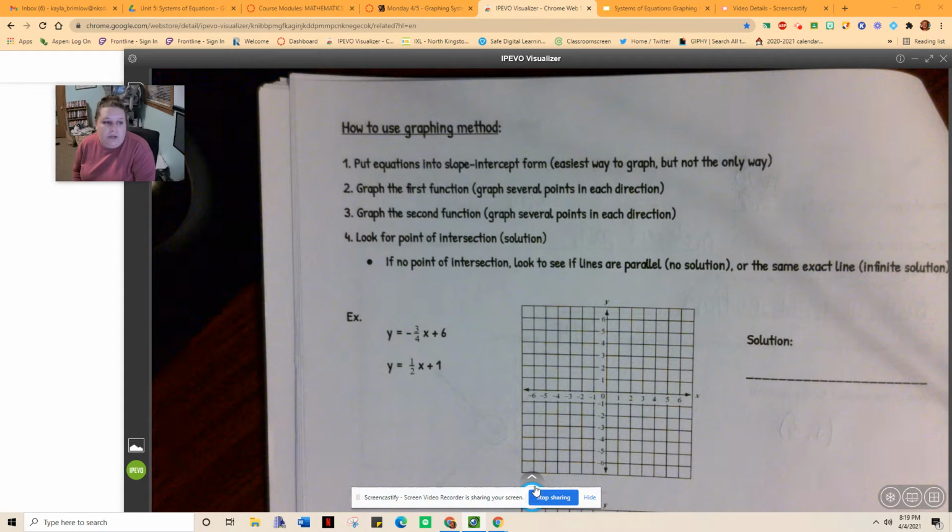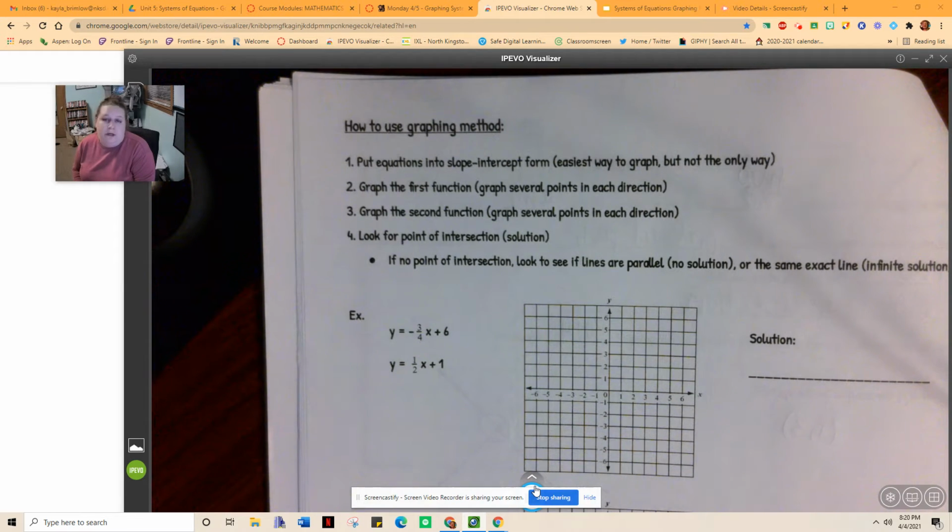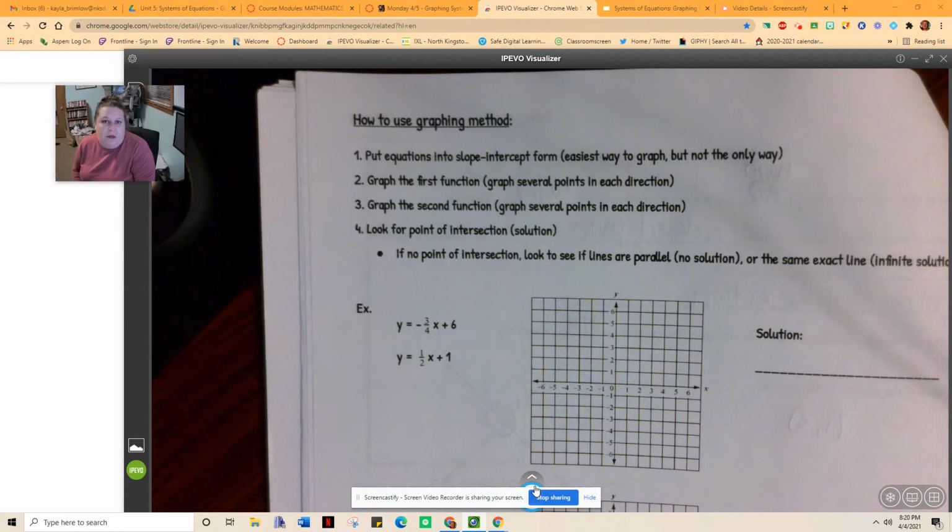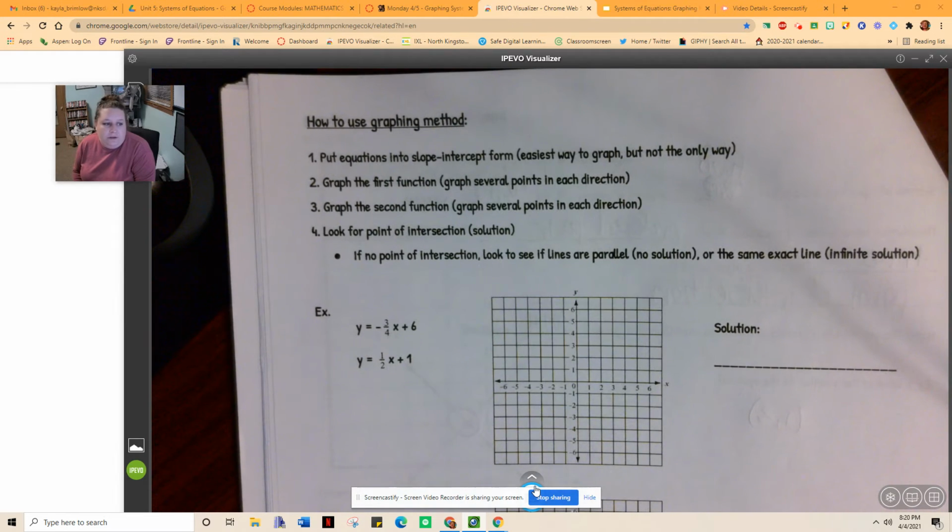Then you're going to graph the first function, and I would use at least 2 or 3 points, even more if you can fit them, because the more accurate the line is, the more likely you are to find the point of intersection accurately. Graph the second function, same thing, and then you look for their point of intersection. And remember that if there is no point of intersection, you want to see if the lines are parallel or if they're the exact same line, because it could have those different solution types.